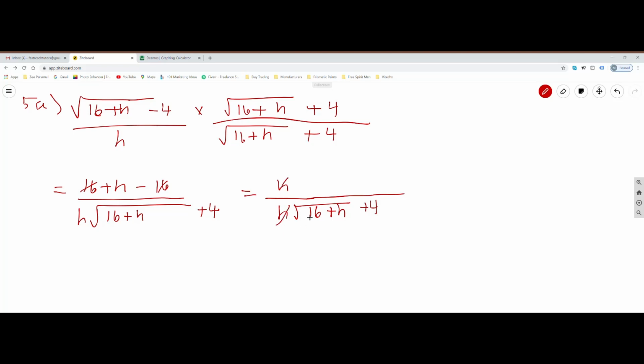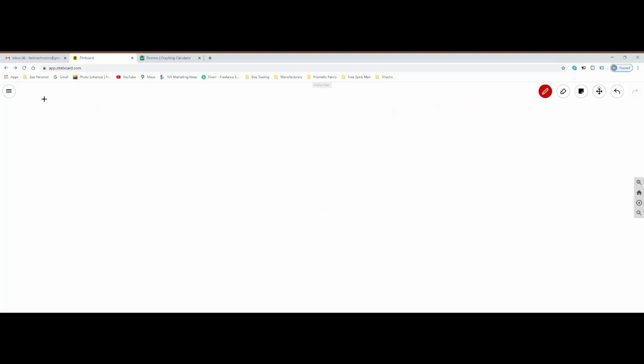The h is cancelled and you're left with 1 over square root of 16 plus h plus 4. So that's your answer for 5A. Now let's do B.